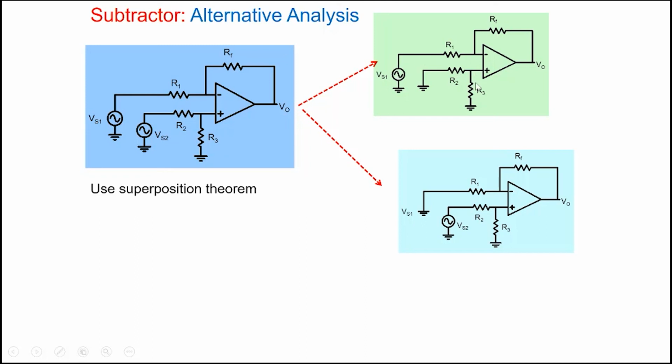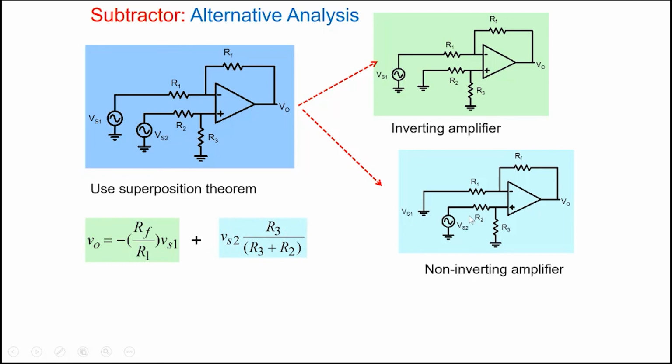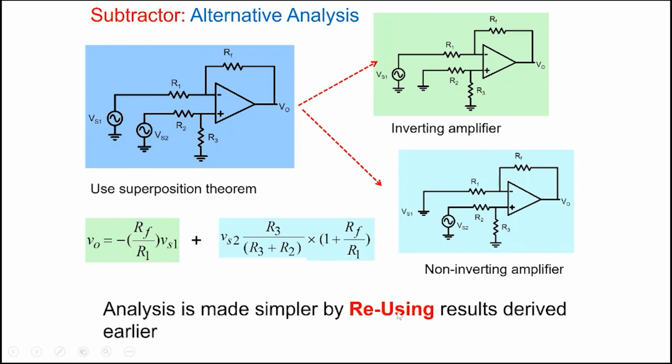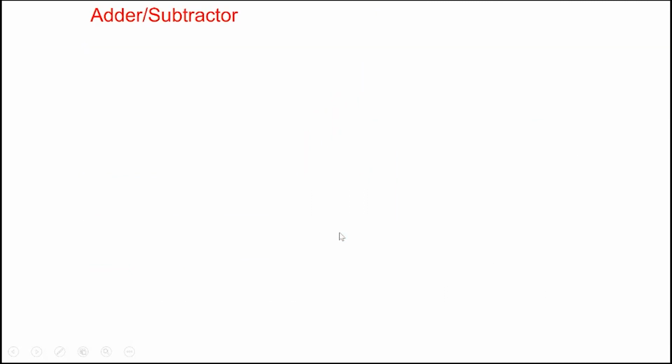And here you use the fact that this is like an inverting amplifier. Note that R2 parallel R3, no current flows here, so effectively this node is ground. Now in this case, this acts as a non-inverting amplifier, so you use the relationship for a non-inverting amplifier by calculating first the voltage here. And so analysis is made simpler by reusing results derived earlier. If you can break the circuit into elements whose results you're already familiar with, you use that to very quickly analyze and get the results that you want here.